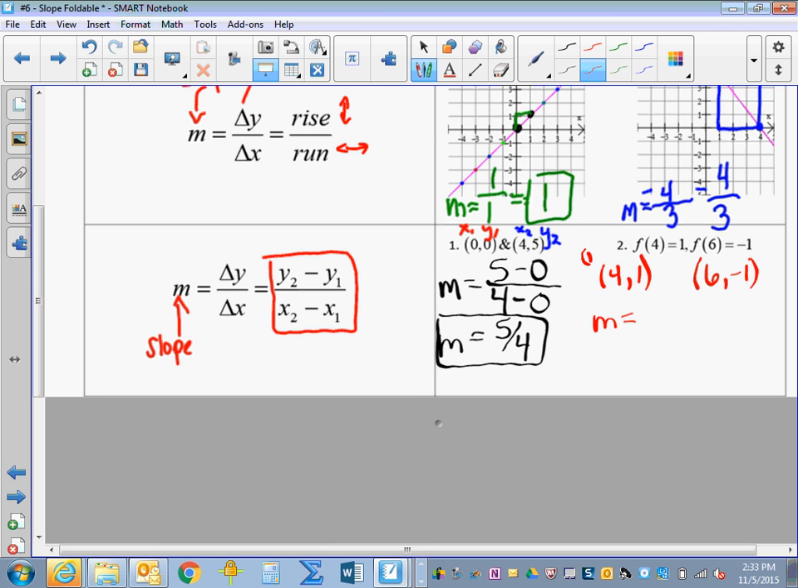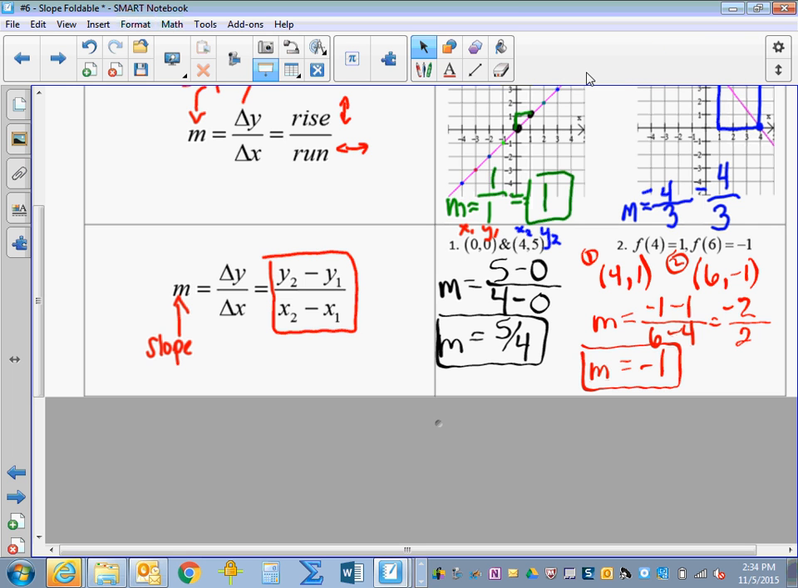I'm going to pick this to be my first point and this to be my second point. So again, y2, the second y value, is negative 1, minus my first y value, which is 1, divided by my second x value, and if this was my second point, then I'd start with that, so 6, minus my first x value, minus 4. Okay, what's negative 1 minus 1? Negative 2. And what's 6 minus 4? 2. And what's negative 2 divided by 2? Negative 1. So my slope is negative 1 for this.